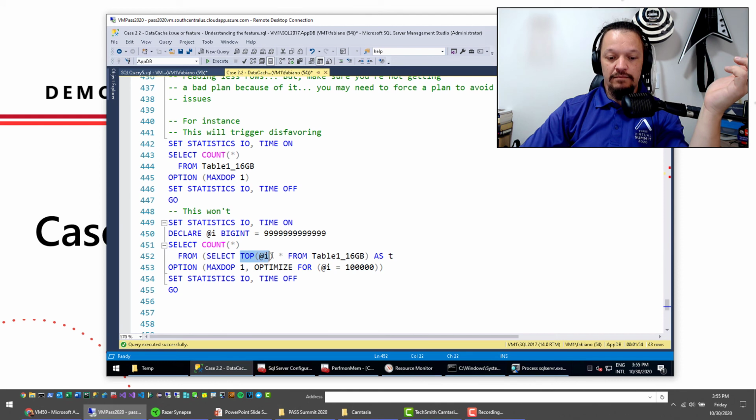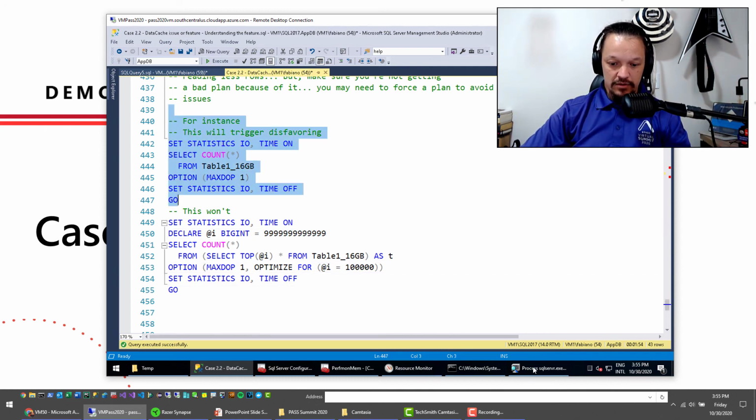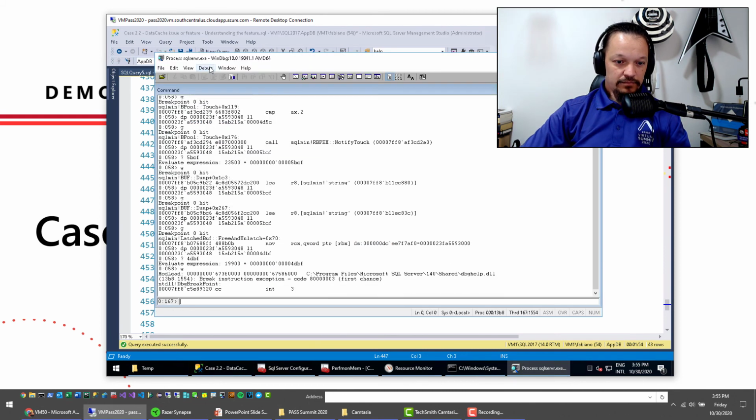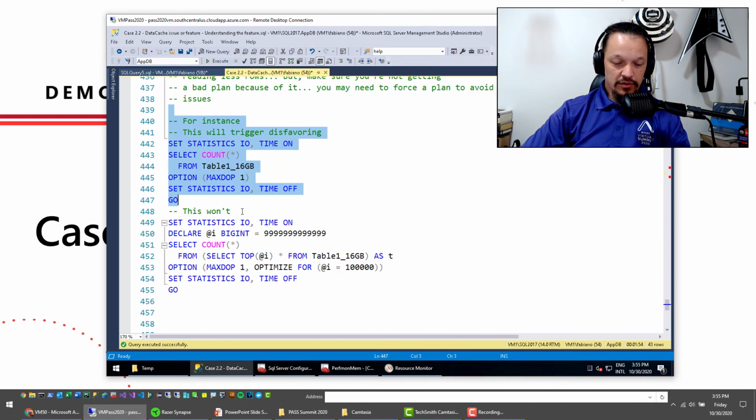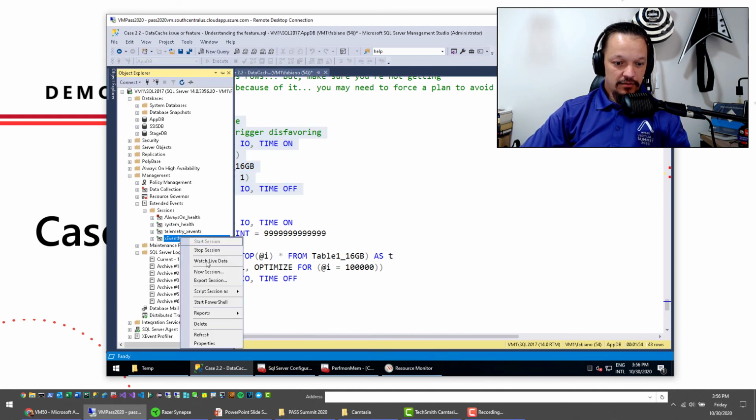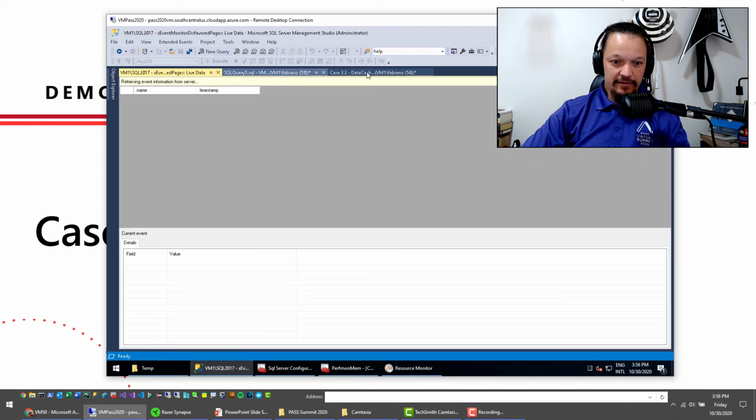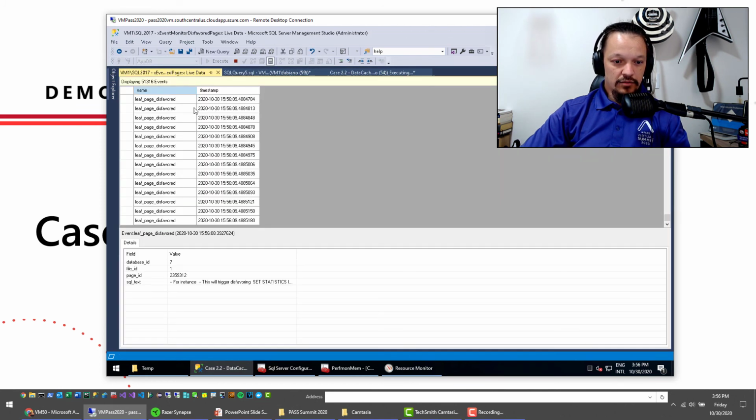So here I'm telling SQL that, hey, I'm going to read only 1,000 rows, or actually 100K rows, but I'm actually reading everything. So this is going to trigger disfavoring. Let me stop here the Windows debugger. So this will trigger disfavoring. Let's look at the X event we have. Let me run. We should see, yep, it is triggering disfavoring. Let me stop it. I don't need everything.